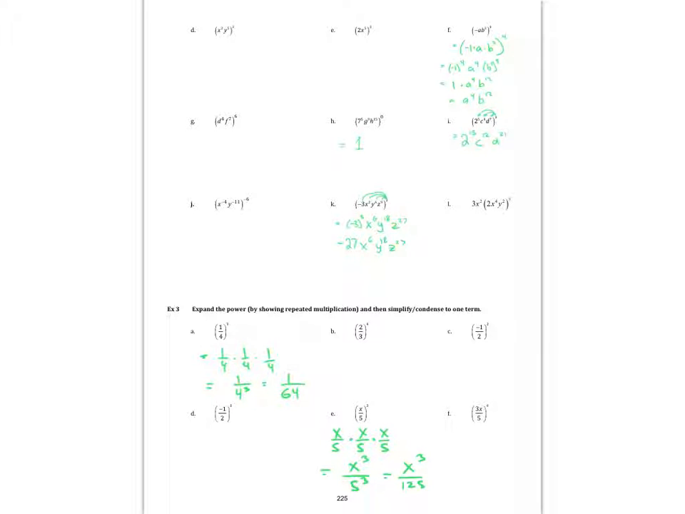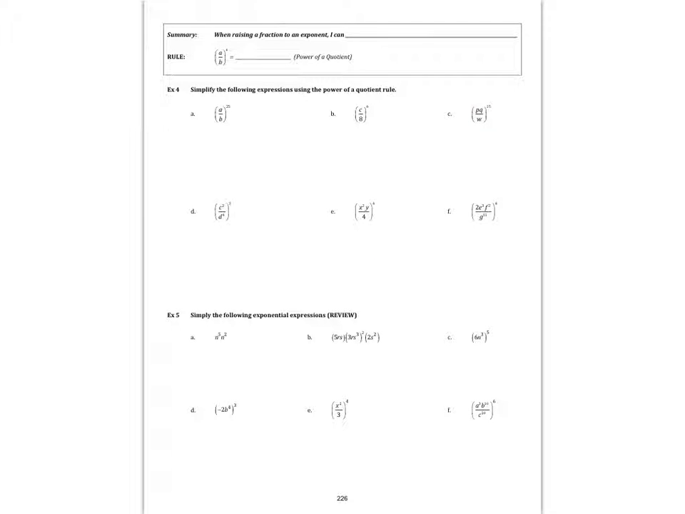So let's flip the page and finish this video out. All right. To write this rule, let's do raising a fraction to an exponent. I can raise the top and bottom to that exponent. Raise top and bottom to that exponent. So that becomes a to the n over b to the n.